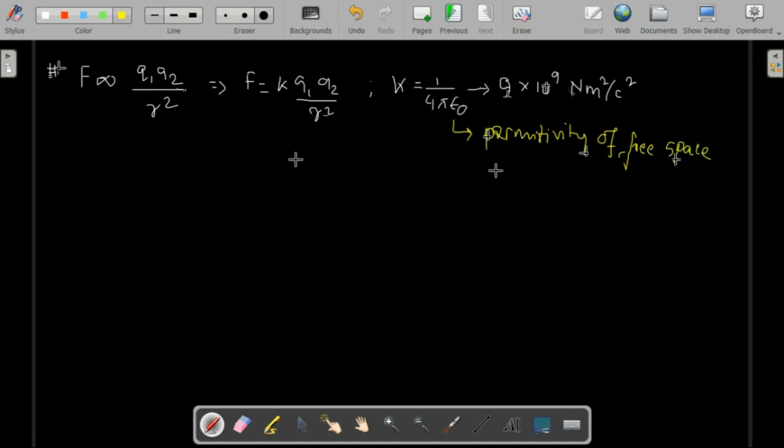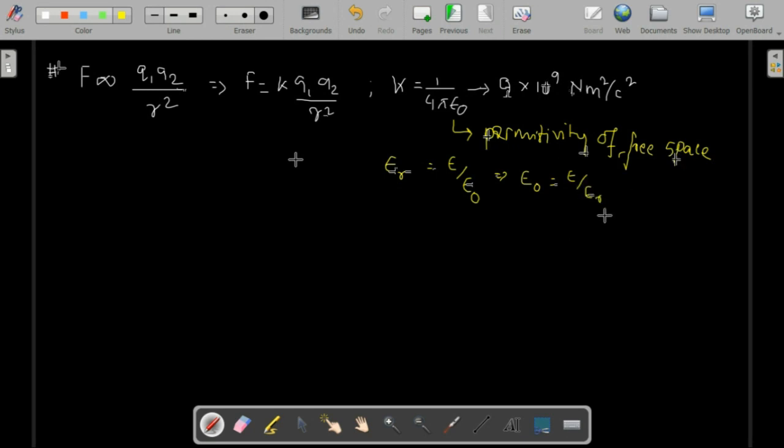You can use this. But if the system is not in vacuum, then we have to use the idea of relative permittivity. Relative permittivity is nothing but epsilon, the total permittivity, divided by the permittivity in free space. Let's say I want to replace this epsilon naught. If we have to know the total permittivity, I can just write epsilon naught is equal to epsilon by epsilon r.